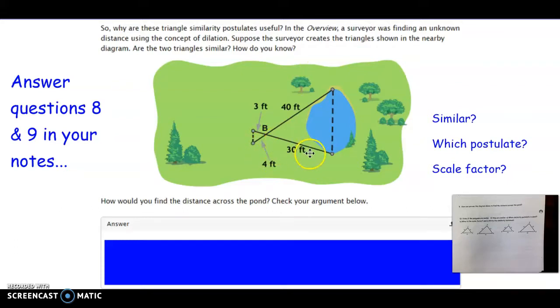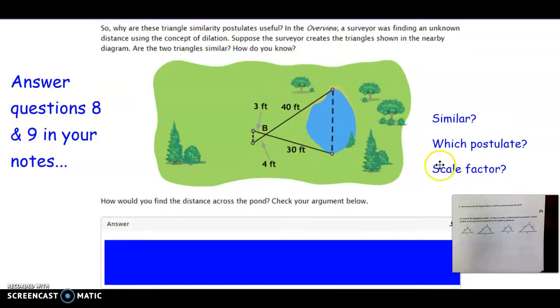Well, if we're looking at comparing the sides, you may think first off that you would compare the 3 feet to the 40 feet. Well, that would not make sense in this case. If you're looking for proportionality, you would always compare the shorter sides together and the longer sides together.